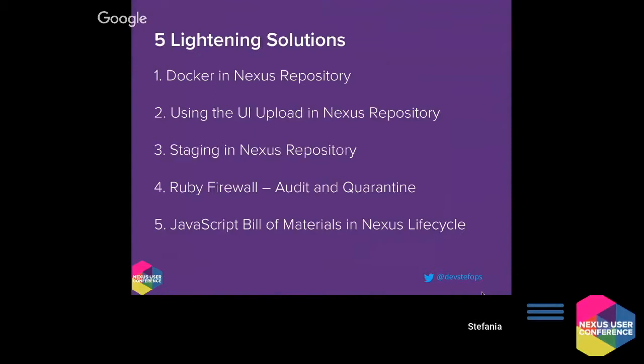First, I'm going to look at using Docker in the Nexus repository, both proxy and hosted. Then I'm going to do number 2 and 3 kind of in tandem. So first, I'm going to use the UI upload in the Nexus repository, and then demonstrate staging within the repository as well. And then I go on to using Ruby within our Nexus firewall product for both audit and quarantine. And finally, I'm going to look at a JavaScript bill of materials in the Nexus lifecycle. So first, let's start off with number 1.